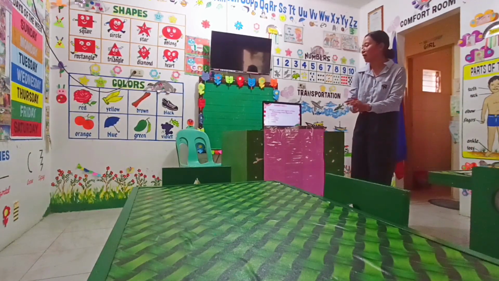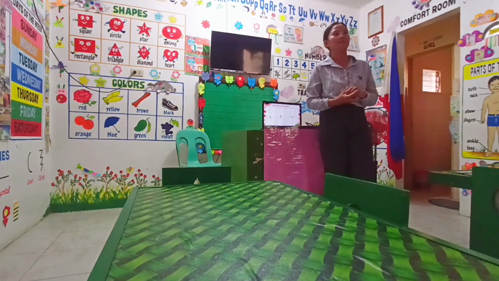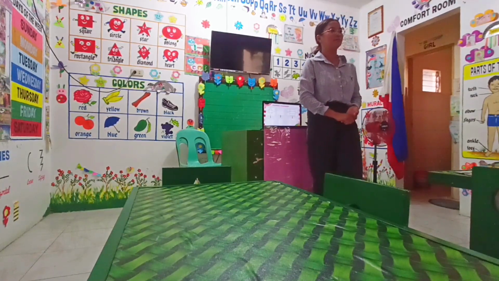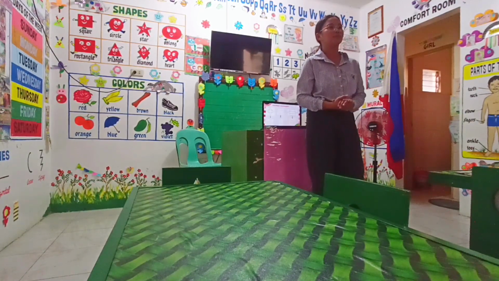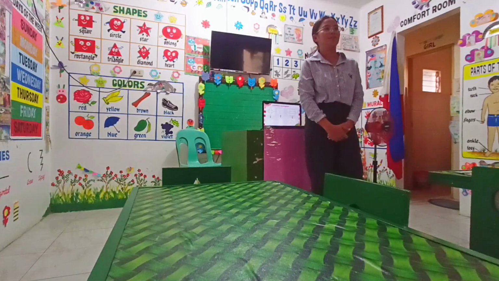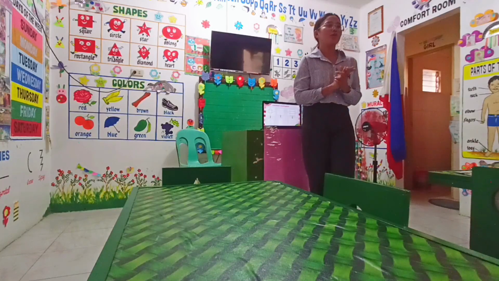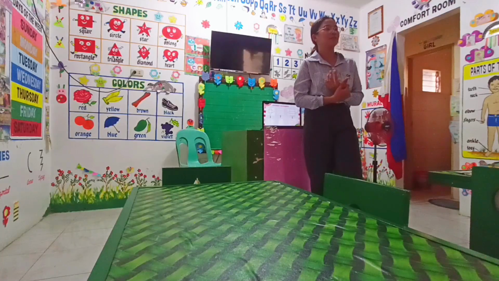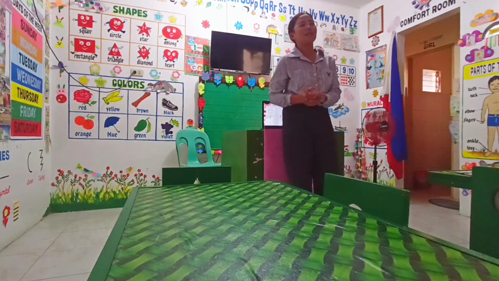Okay, so that is our lesson for today. Did you understand our lesson? Yes, teacher. What is our lesson for today? Solid figures. Very good. Again, what are solid figures? They are three-dimensional figures. Correct. Why are they called three-dimensional figures? Because they have length, width, and height. They may have faces, edges, and vertices. Very good.